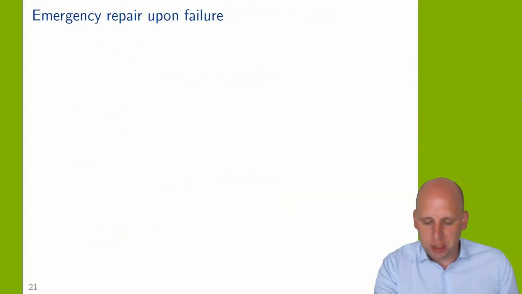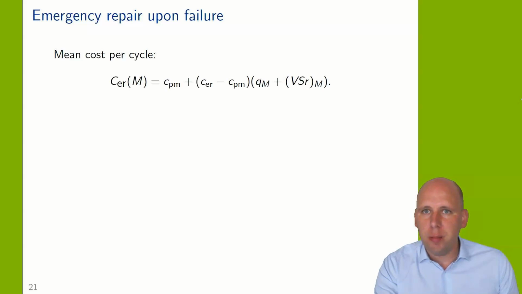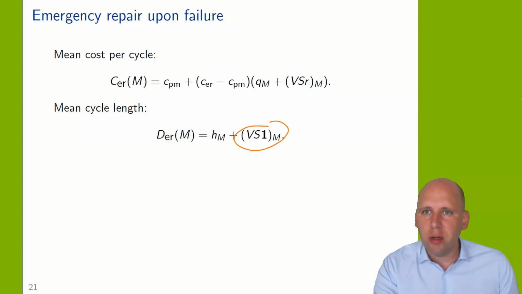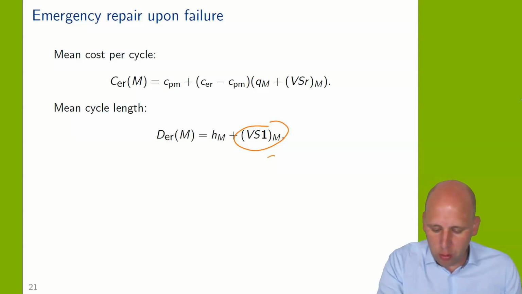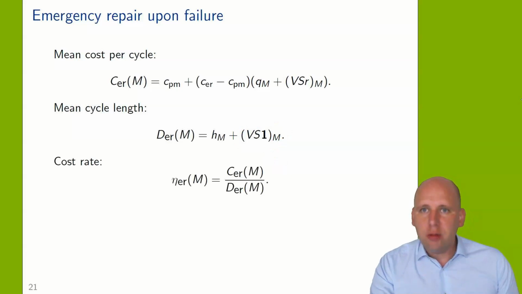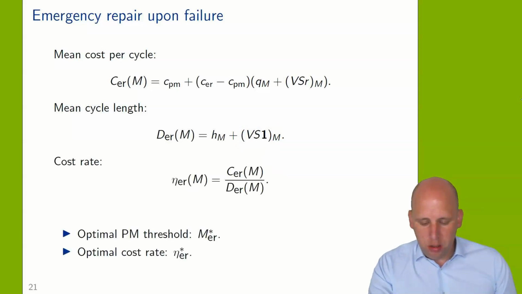That means that this is then the expression for the mean cost per cycle. So indeed, same but then without downtime cost. And the expected cycle length is then equal to this, with here the expected time that the unit is functioning during the planning time, which is below S, smaller than S. The cost rate is again the ratio, and that can be optimized again.